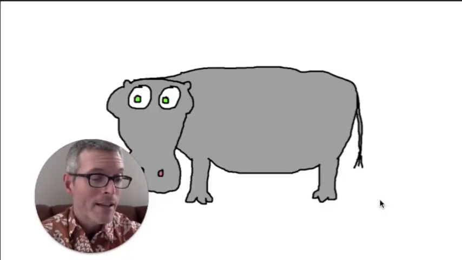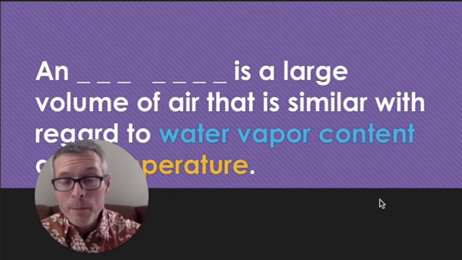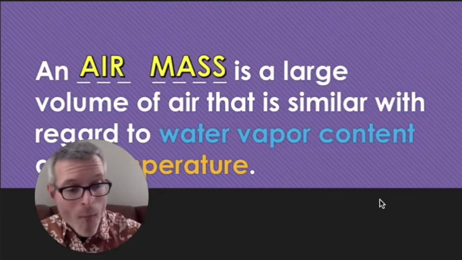The timer begins now. A blank is a large volume of air that is similar with regard to water vapor content and temperature. If you said air mass, that's correct. I get a cheese ball.